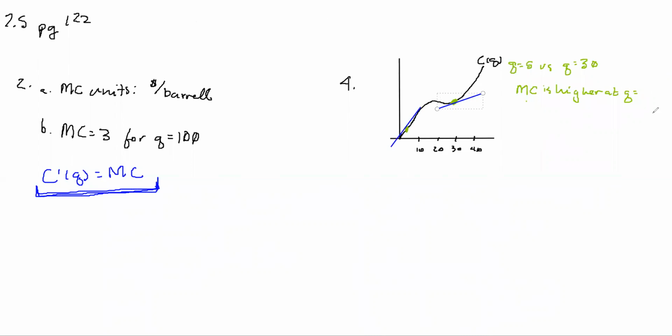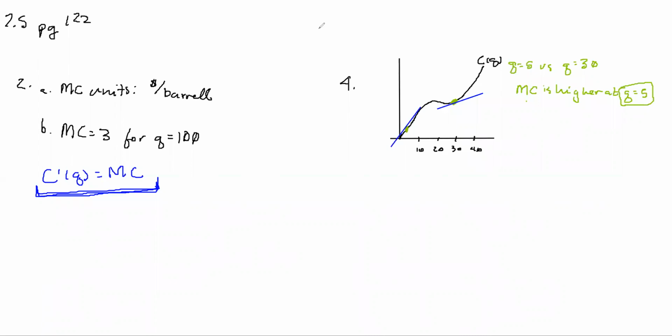So Q is equal to 5. The marginal cost is higher. What does that mean? Would it be more financially responsible to move from 5 to 6 barrels or from 30 to 31 barrels of olive oil, if this was an olive oil graph? 31. Yes, because it has a lower marginal cost.